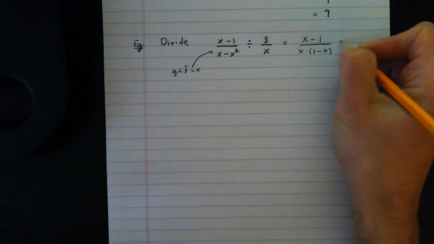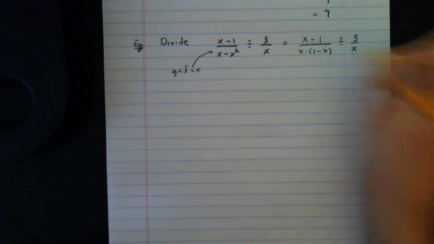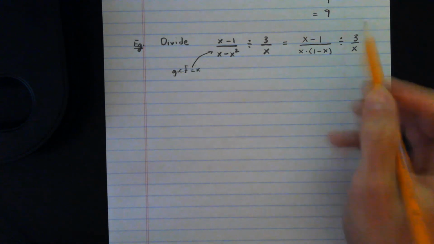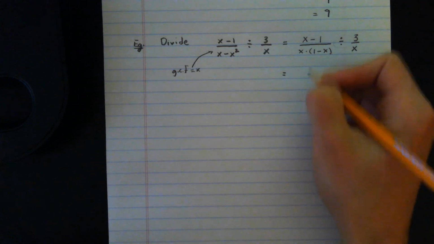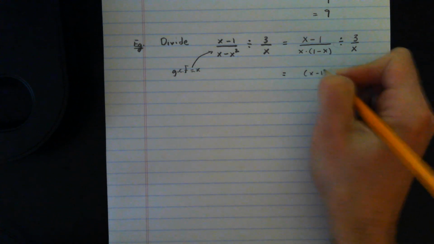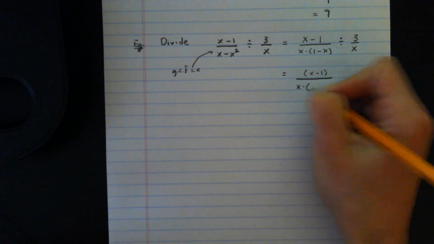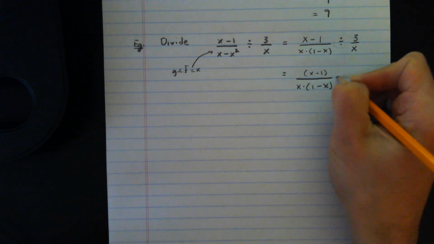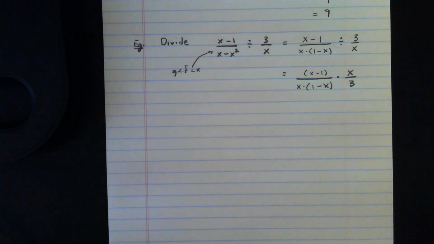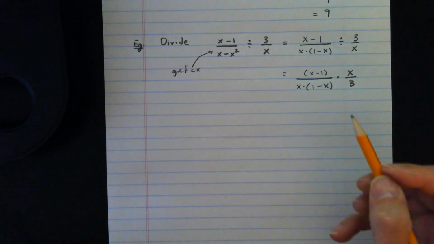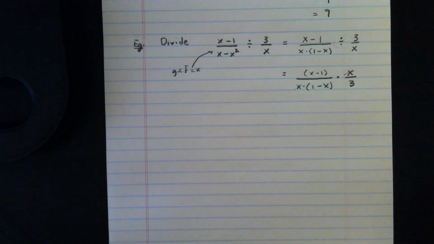And then we're dividing this by 3 over x, like that. And now all we need to do is turn this into multiplication, multiply by the reciprocal. Just going to use some extra brackets here around the x minus 1. And now we're multiplying by x over 3. And now we can just start canceling common factors. Okay, so the first one's pretty obvious. We can cancel an x from each of the numerator and denominator respectively.